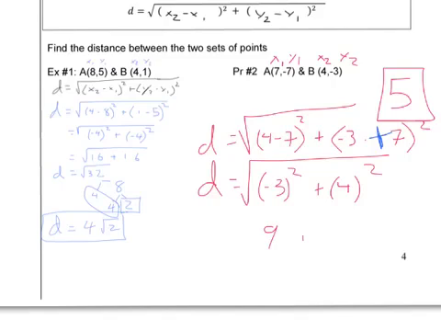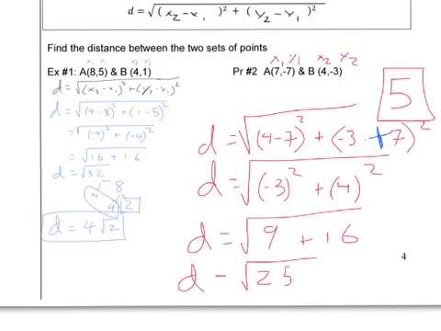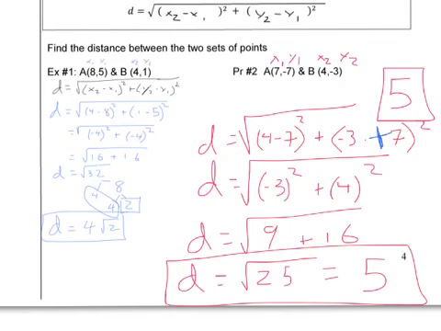Negative 3 squared is 9. 4 squared is 16. So you got a 9 plus 16. This should start to look familiar. 9 plus 16 is 25. And the square root of 25 is 5. So that's how we got that answer.